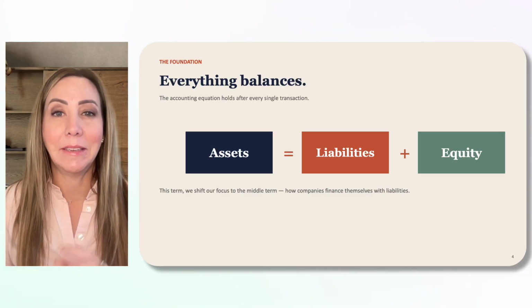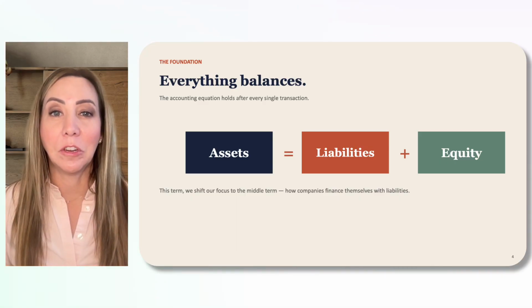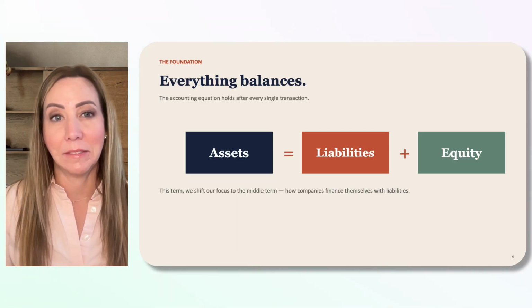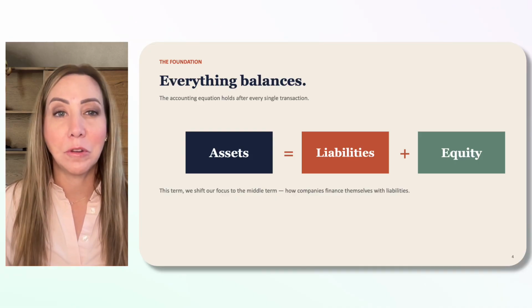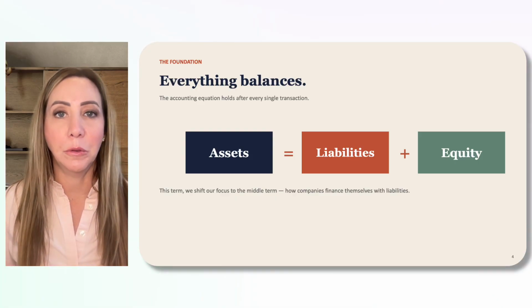Assets equal liabilities plus equity. This is the accounting equation, and it holds true after every single transaction we record. If you ever post an entry and the equation no longer balances, you know you did something wrong.